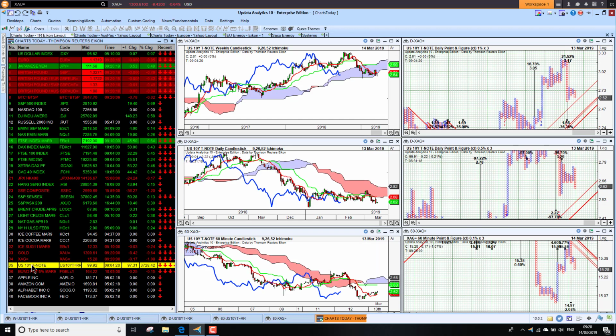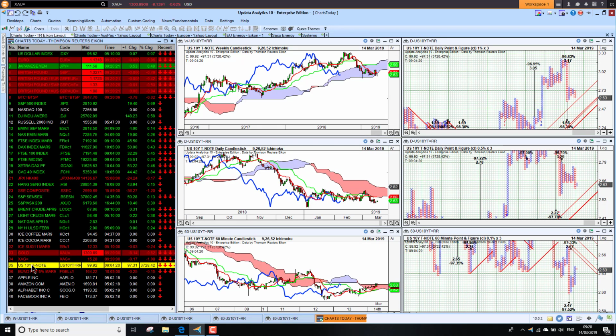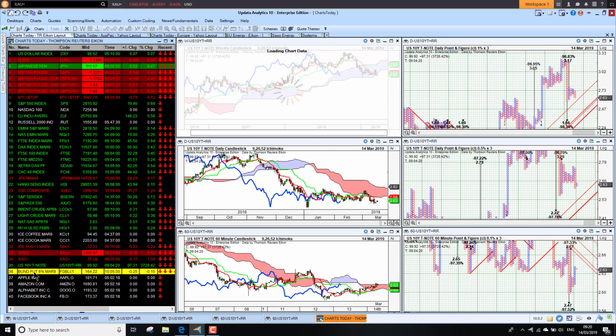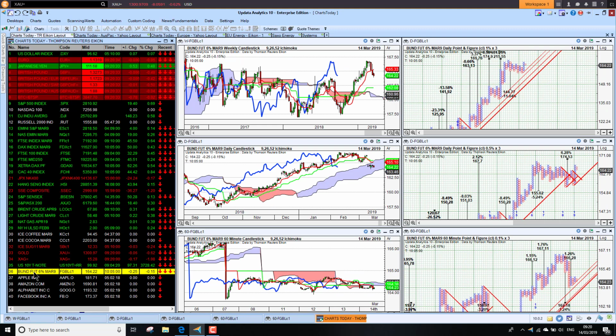US 10-year yields still bearish at 2.63%, so we're just struggling to turn that chart bullish, really in the doldrums, sideways moves there. And the German Bund really still hasn't recovered after last week's fall on the ECB announcement.